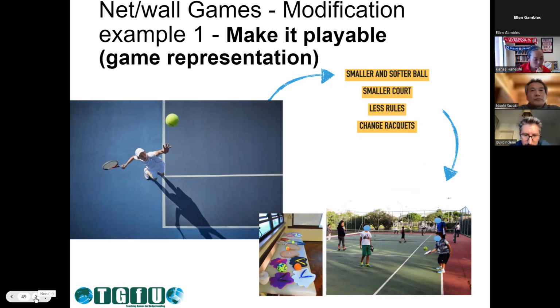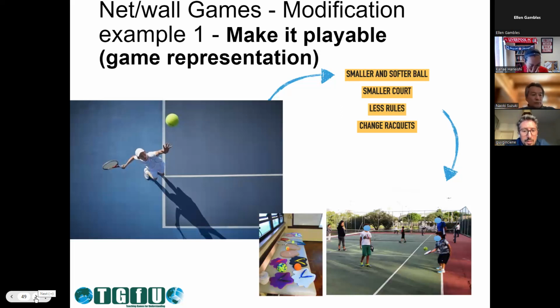I can also modify the rules, changing, for example, the counting, which can be very difficult at this age, or even allowing children to catch and throw the ball, because hitting with a racket can be very hard for them. I can also change the rackets.